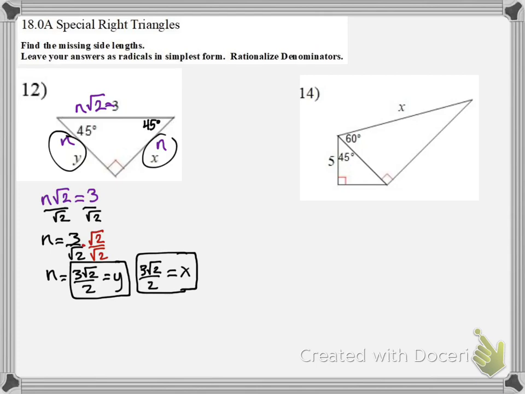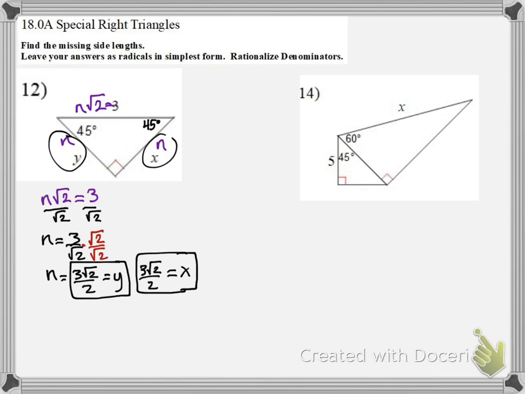With a 45, 45, 90 triangle, you're going to have roots in there somewhere. It might be both legs have roots, or it might be the hypotenuse has a root. It's going to be in there somewhere. The same thing with 30, 60, 90 triangle. If you're finding all three sides, it's going to be in there somewhere. One of them has to have a radical, sometimes more than one.